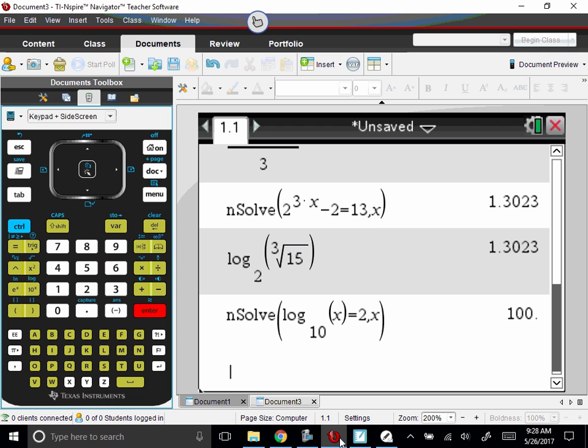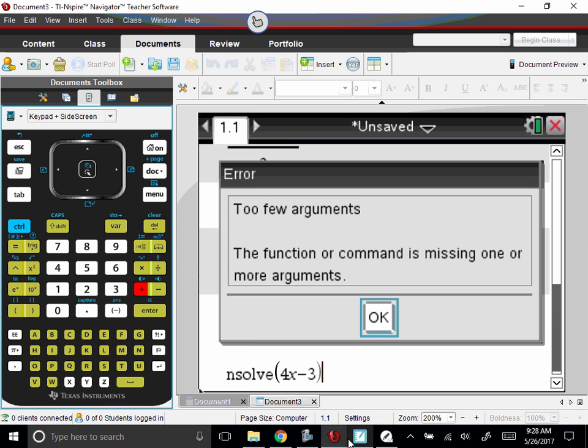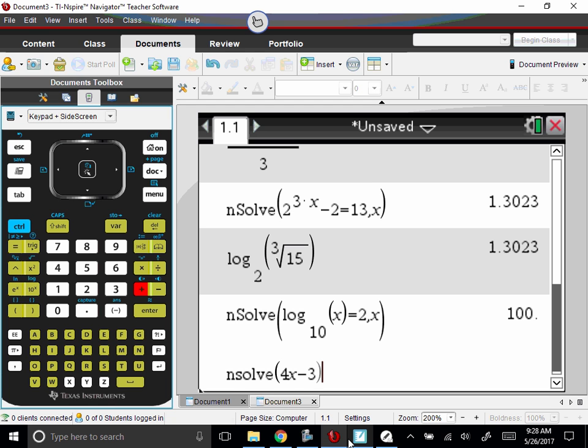Well, could we just do this nSolve business? nSolve 4x minus 3 plus 6 equals 4. Come on. Why does it have to do this to me now? My cursor is.